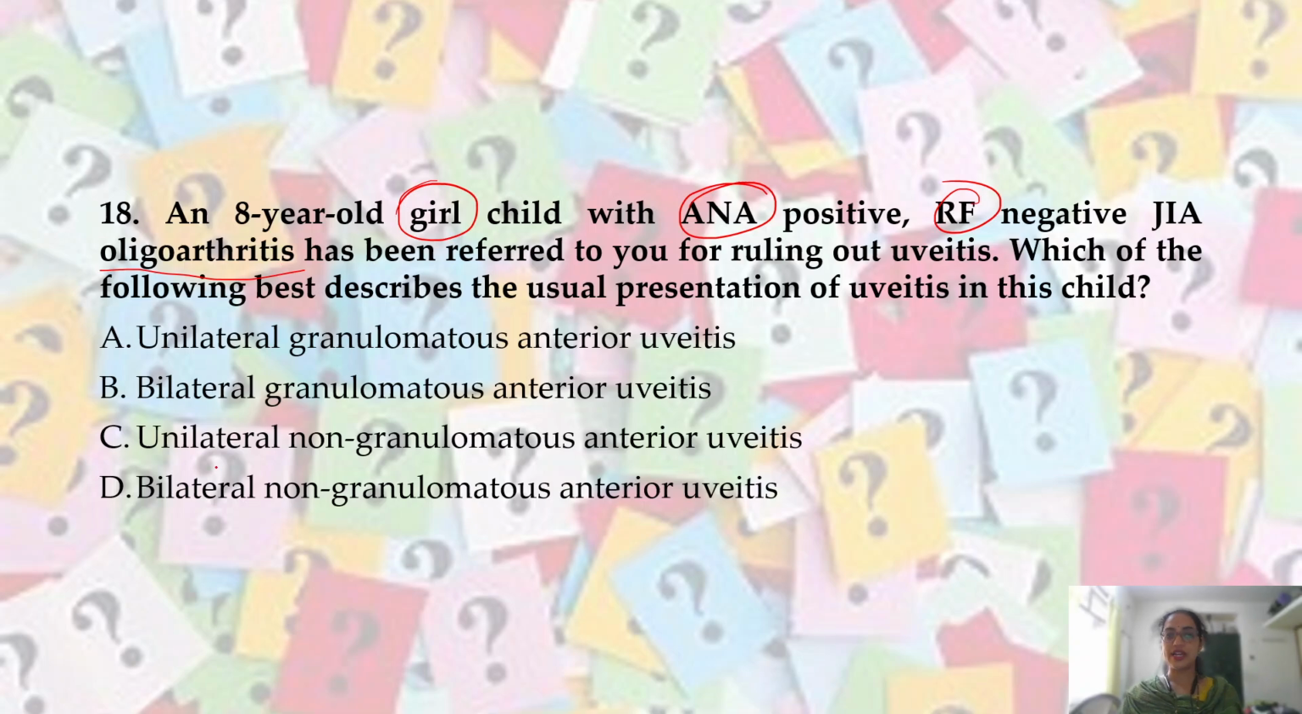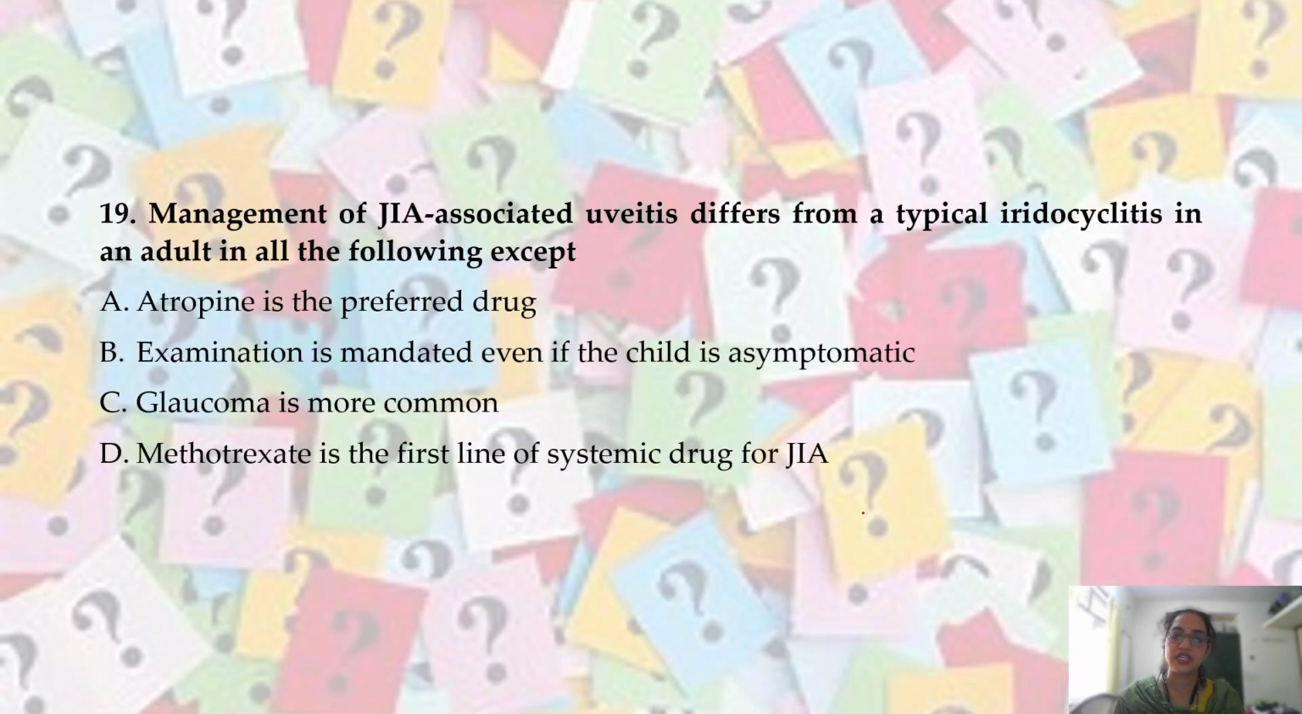They present with bilateral non-granulomatous anterior uveitis. Okay, the eye is usually not red, but there might be intense activity in the form of cells and flare. The patients may not present to you with pain. They might present with glaucoma. They might present with chronic uveitis, causing band-shaped keratopathy and loss of vision. So the right answer here is bilateral non-granulomatous anterior uveitis.